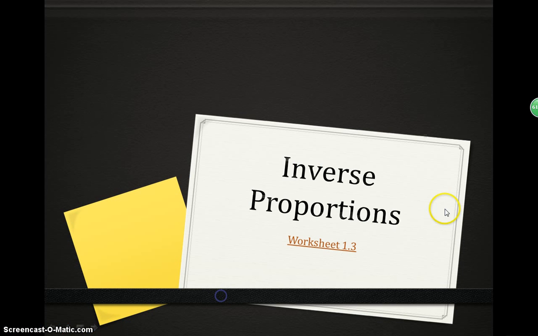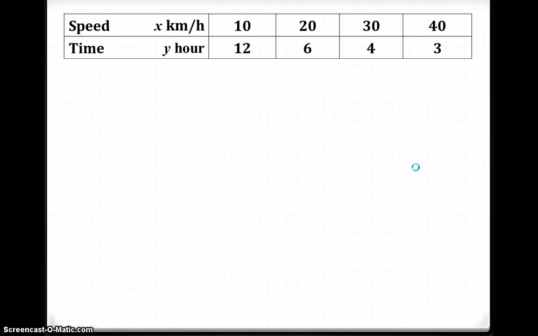Okay, inverse proportion. By the name you know it is different from a direct proportion. And what is an inverse proportion? Let's look at the table. This table tells us about speed and the time. When the speed goes up, you will notice that the time taken is becoming less and less, which means when the speed goes up, you will take shorter and shorter time to reach a certain place.